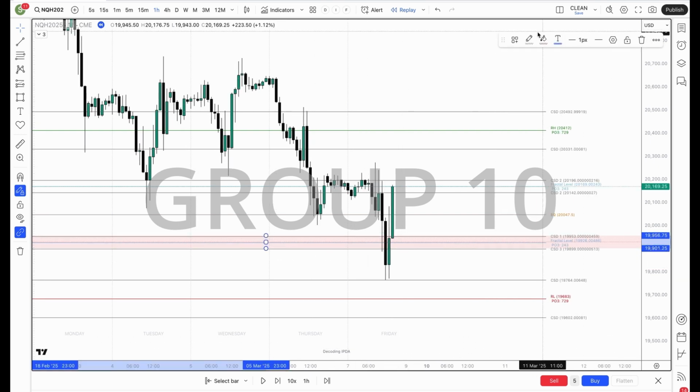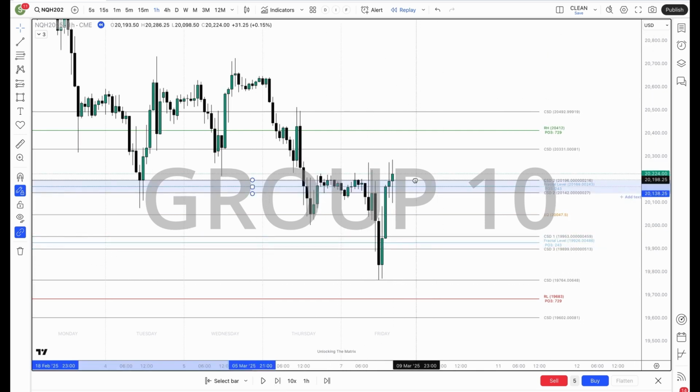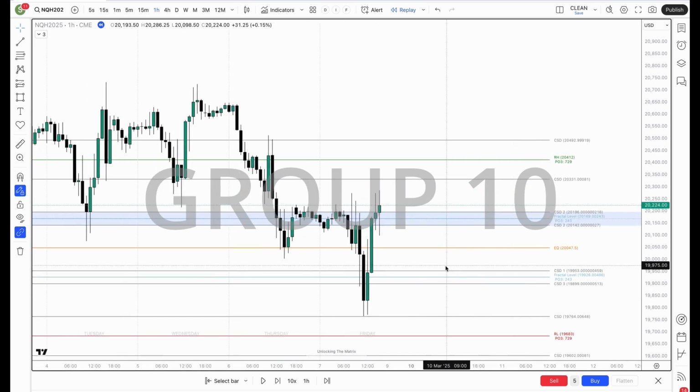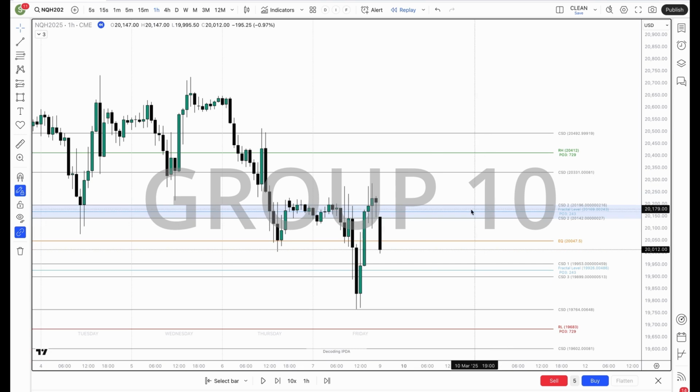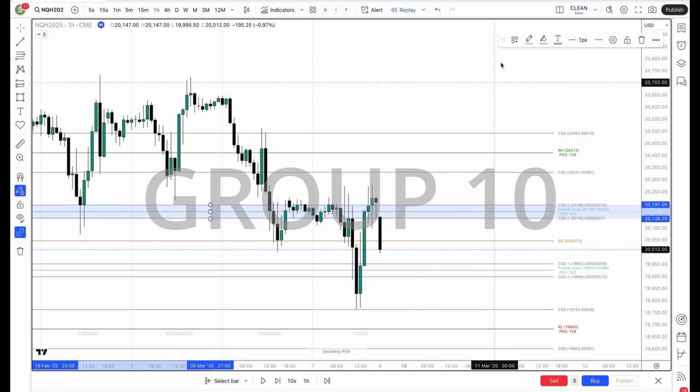Price closed above it, validating a buy program, meaning as long as price remains above this fractal range, price remains in a buy program. What we can see is now price is displaced above this fractal range. And so as long as price utilizes that support, we're in a buy program. Price is now displaced below it. We're back into a sell program.